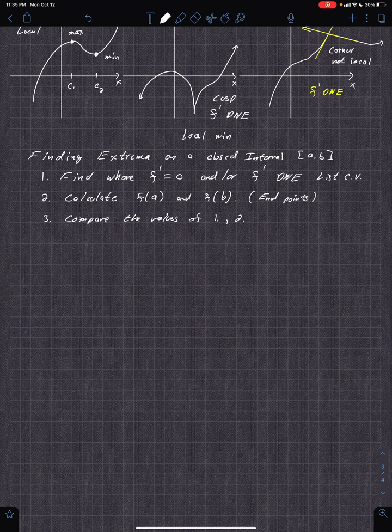Meaning, whichever one's maximum, that's it. Whichever one's minimum, that's it. So that's all you're looking at. It must happen. You must get a max or min, and it could be the endpoints. So let's look at some examples of that.